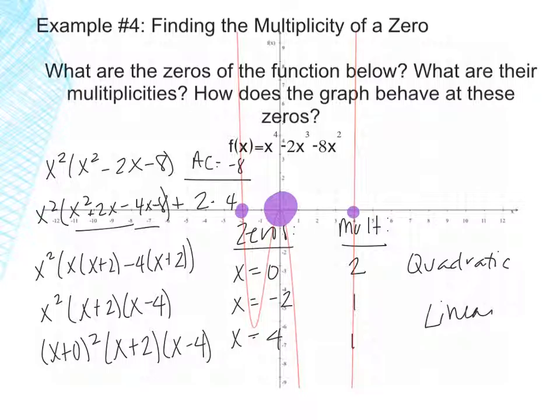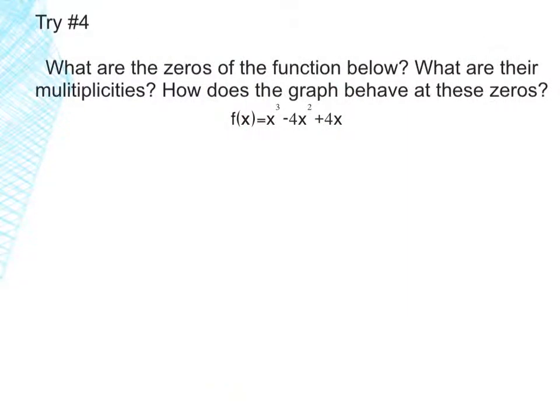Something else that would have been helpful if we wanted to know more about the graph, don't forget, is turning points. The highest power here was 4th power, so there should be 3 turning points, and there are. There's one right here, one right there, and there's one way down there, but we can't see it on this graph. All right, so let's look at the next problem.